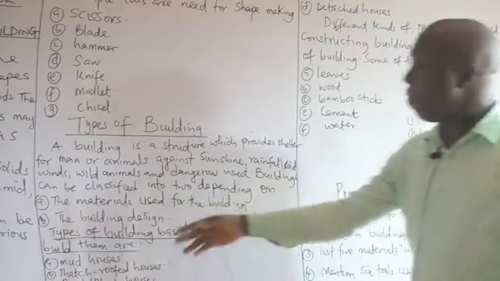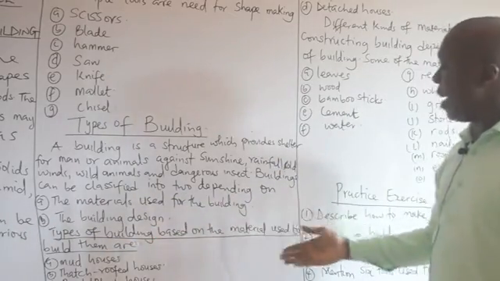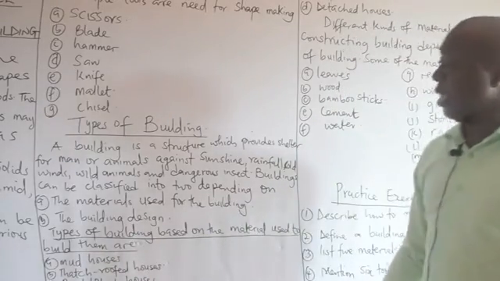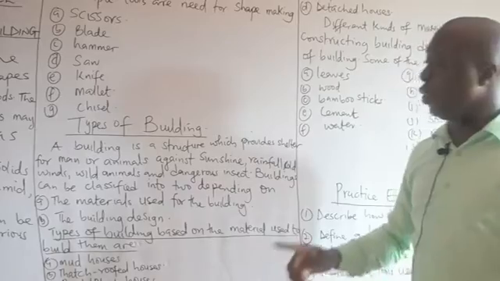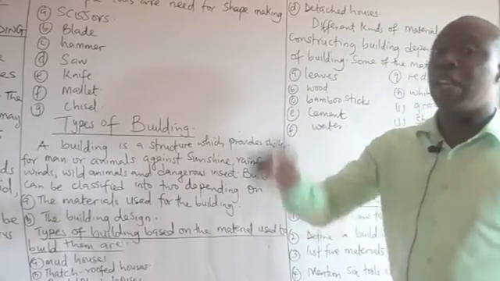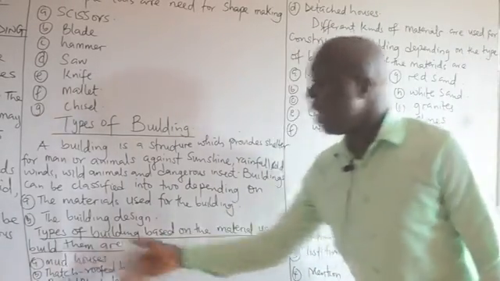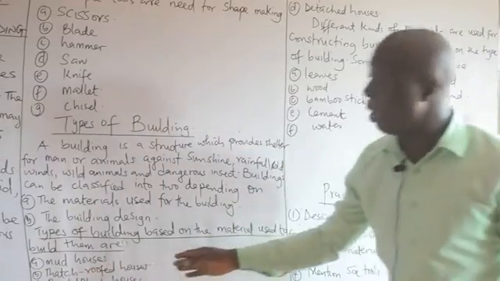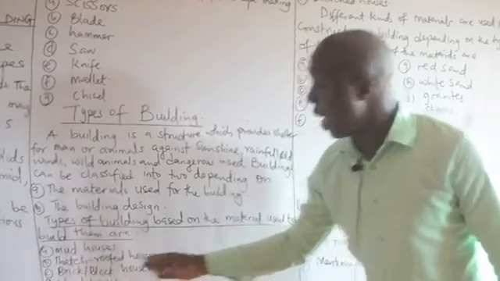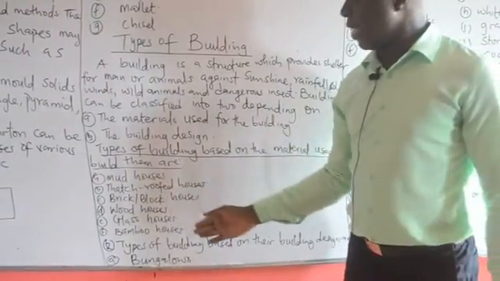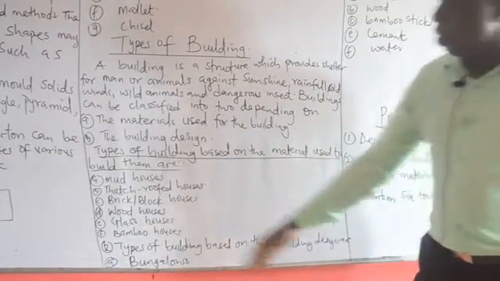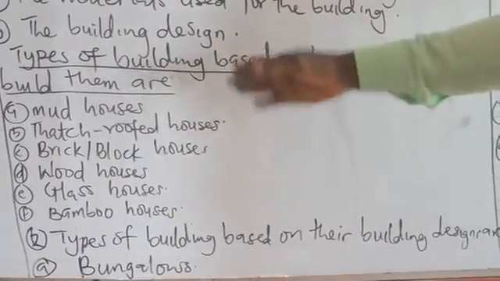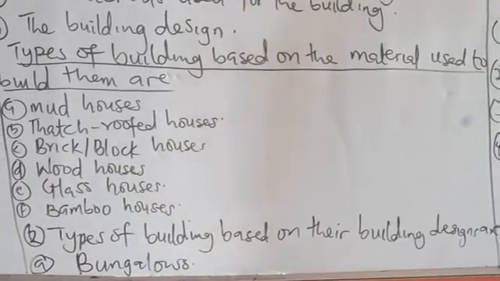Then under type of building based on material used to build them, these are the types of buildings. Depending on the materials that are used to construct that particular building, we have mud houses, thatched roofed houses, brick or block houses, wooden houses, glass houses, bamboo houses, etc. So these are the types of houses that we have.